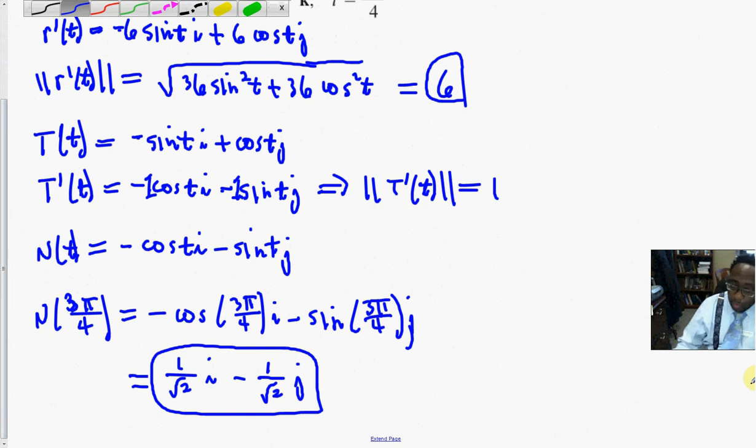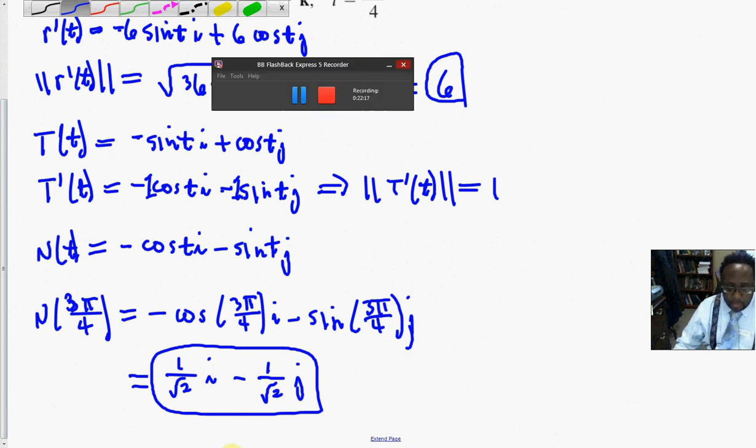Next, we'll come back and we'll work two problems finding the tangential component of acceleration and also the normal component of acceleration. Thank you.